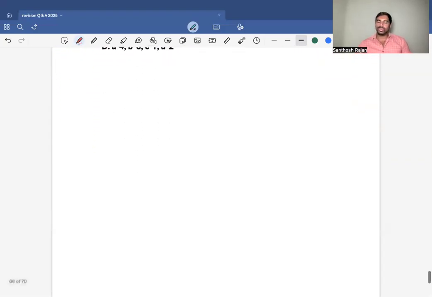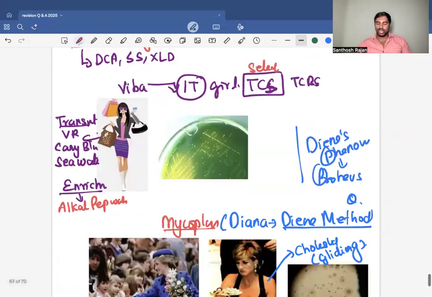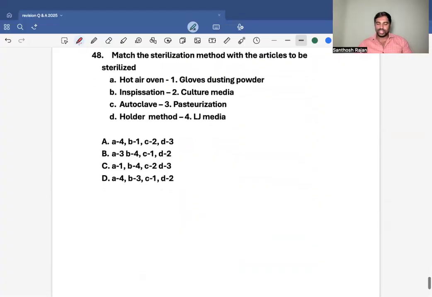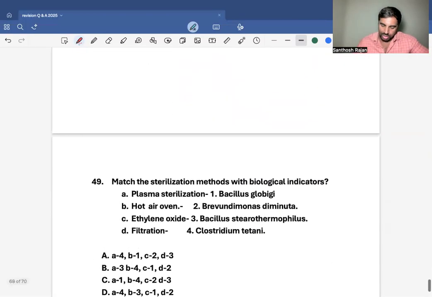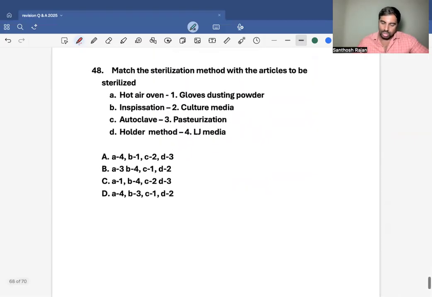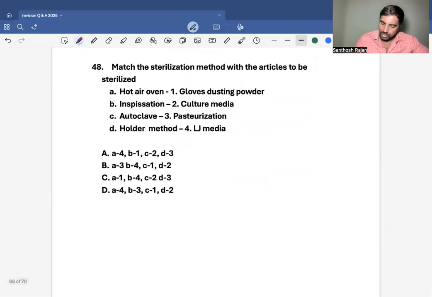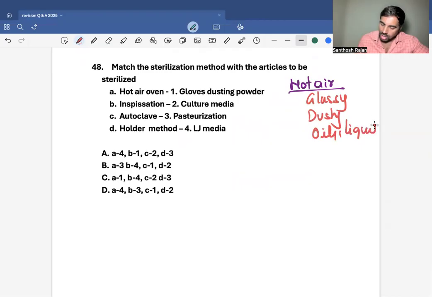So easily you would get that question right. We briefed all the important medias. Now match the sterilization method, which you know already. Whenever we talk about hot air oven, we always say anything glassy, dusty, oily or liquidy, or anything sharpy. Glassy, dusty, oily, liquidy, these things.